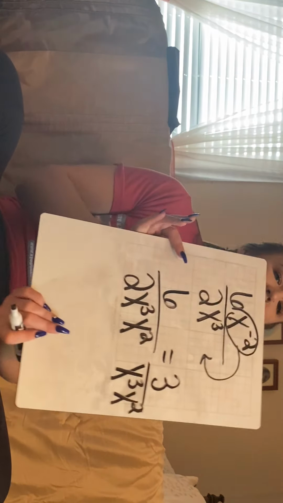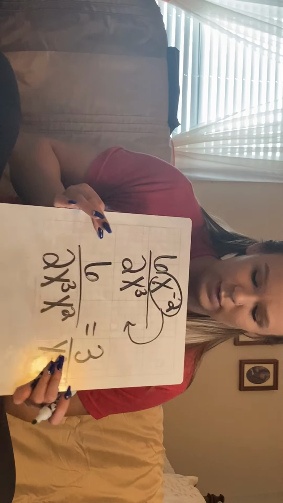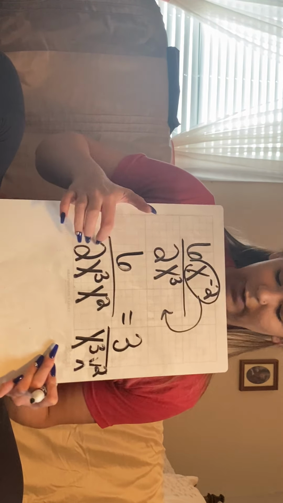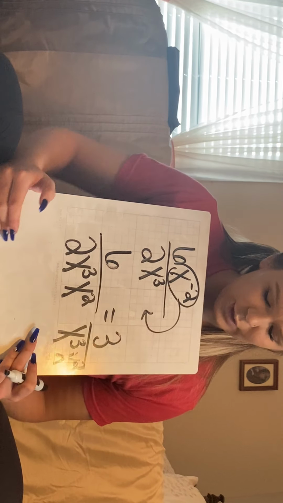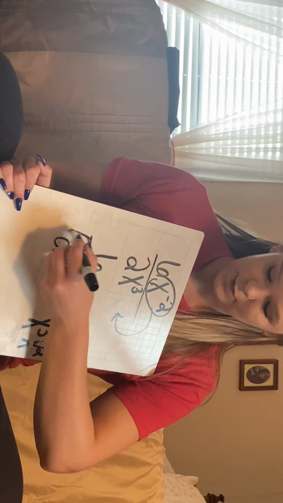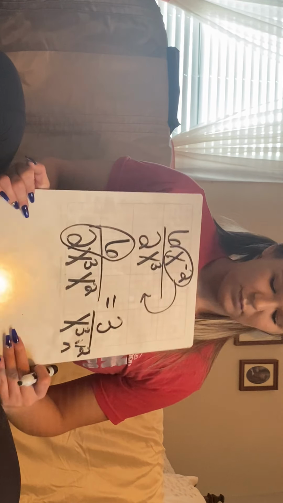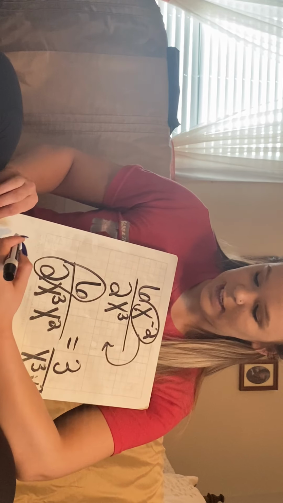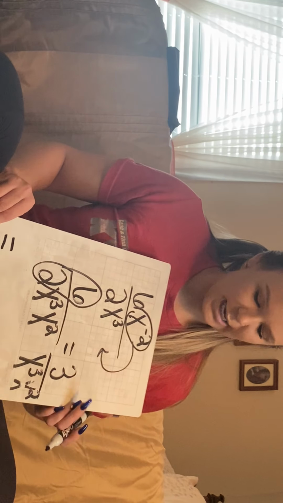So we would have 3 on the top, okay? Then we would have x to the third and x squared on the bottom. So all I did was the division rule, but with just regular numbers. We know how to divide regular numbers, right? So 6 divided by 2 is 3. Then we have x to the third, x squared on the bottom. So all I did was simplify this part. Okay, we still have one more step. So I'm going to put an equal sign down here.